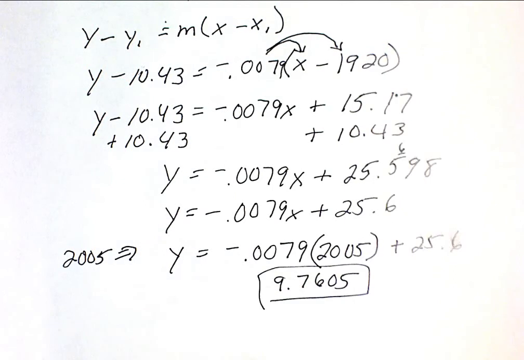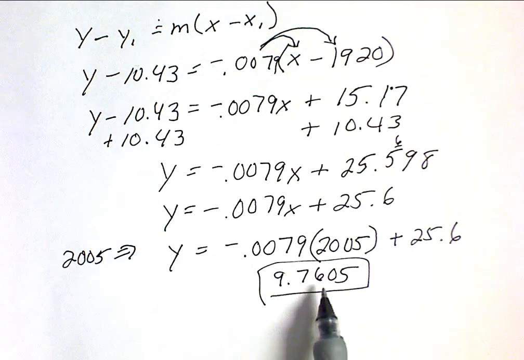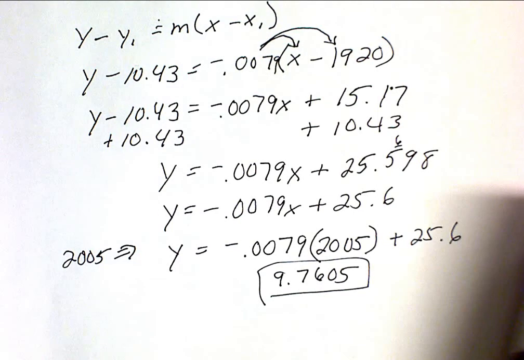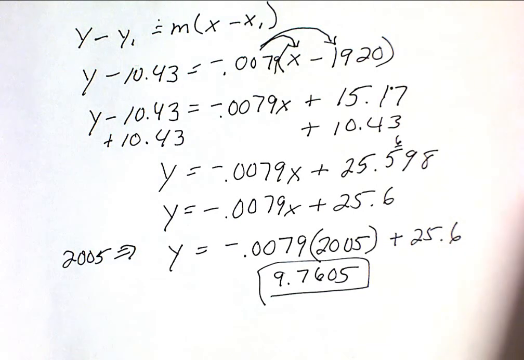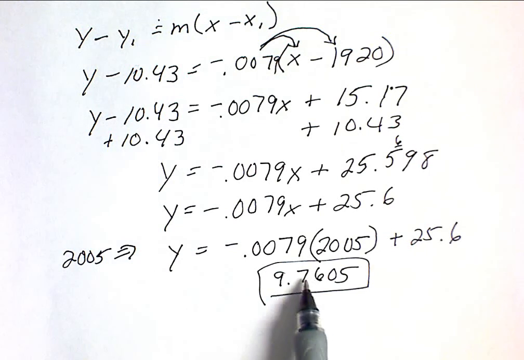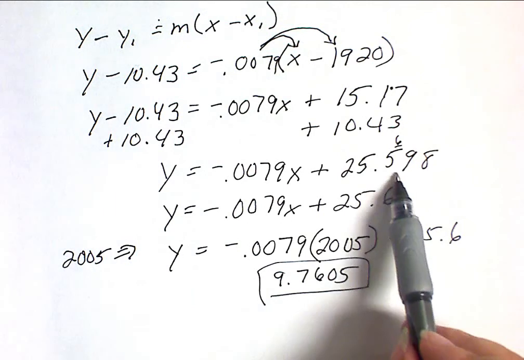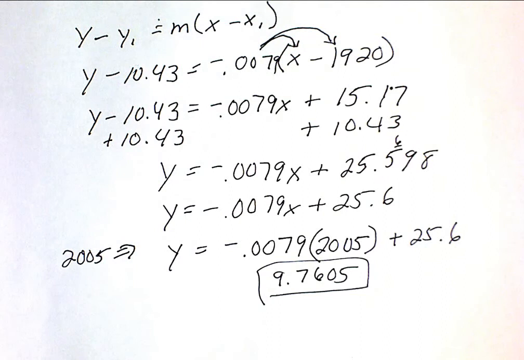Did you guys get 9.7605? I'm sure. I didn't round before though. Yeah, it's close though, right? 9.7563. Yeah, so it's to that second? Yep. But because you left it at the 598. Yeah, I guess. Yep. All right.